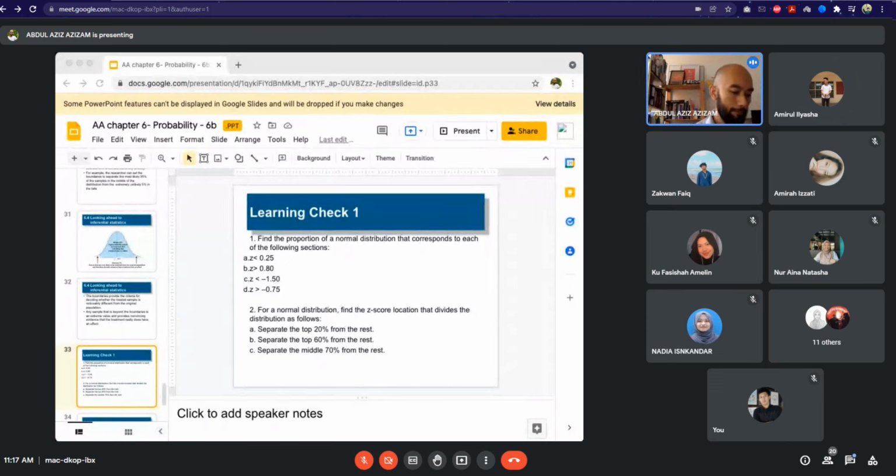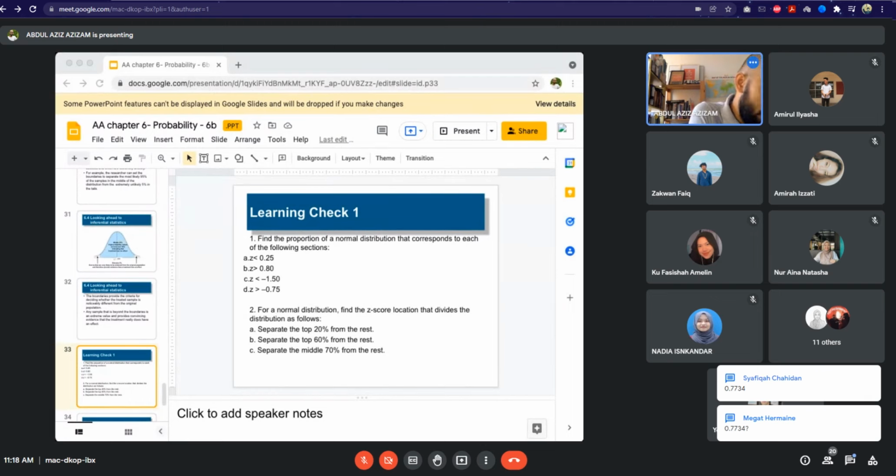Alright. So, D. Berapa P value dia? This one, Z is greater than negative 0.75. You kena sketch tu. You kena sketch. Just quick one. Berapa Syafiqah? Ini berapa? Yes, correct. Okay, good. Okay, betul.